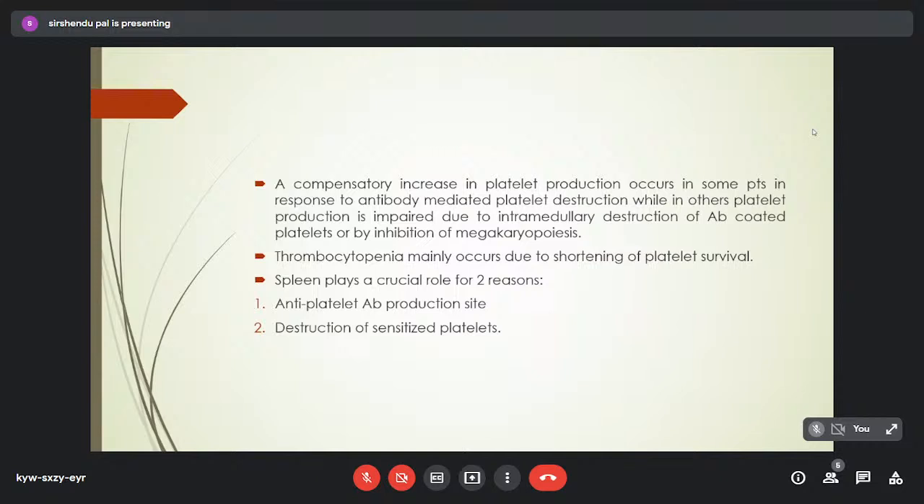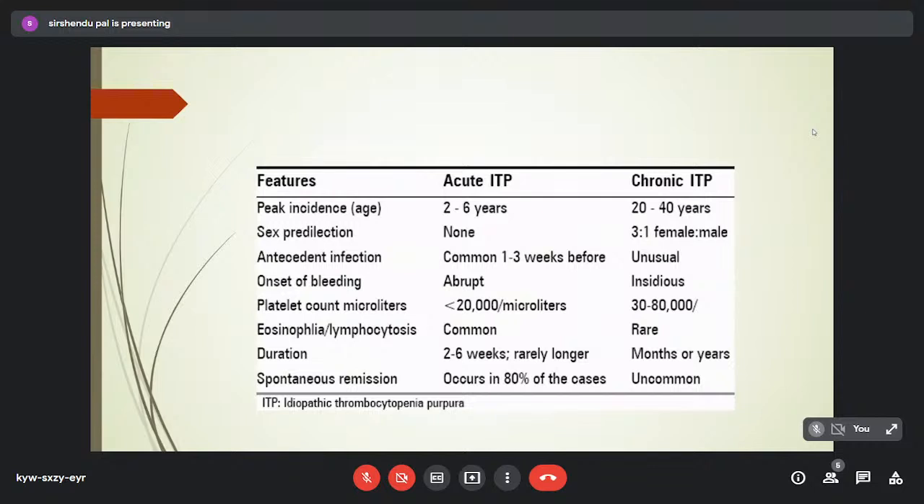Thrombocytopenia mainly occurs due to the shortening of the platelet survival. The spleen plays a crucial role. First, the antiplatelet antibodies are produced in the spleen, and the destruction of the sensitized platelets mainly occurs in the spleen. This is a chart showing the differences between acute ITP and chronic ITP, which I already discussed.